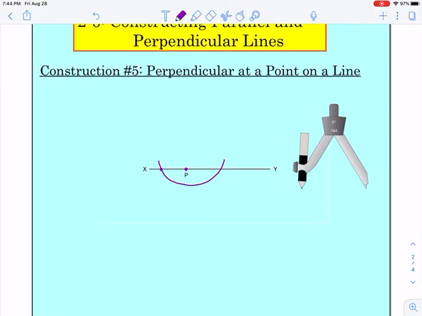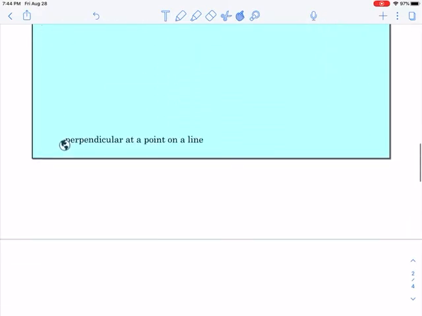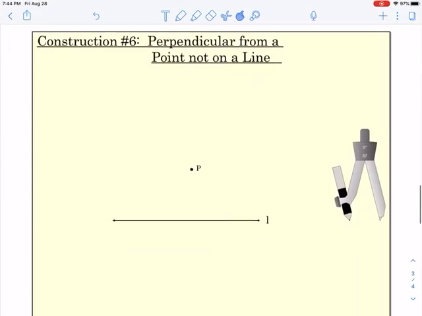And you are going to make an arc down here, and then place your compass point over here and make that same exact arc down there. And then the point where those two arcs intersect, if you connect that to point P with a straight edge, those two lines will be perpendicular. That is not a bad drawing for me. Okay. Your next construction is going to be very similar, but this time what we're going to do is we're going to take that point and we are going to push it off the line.